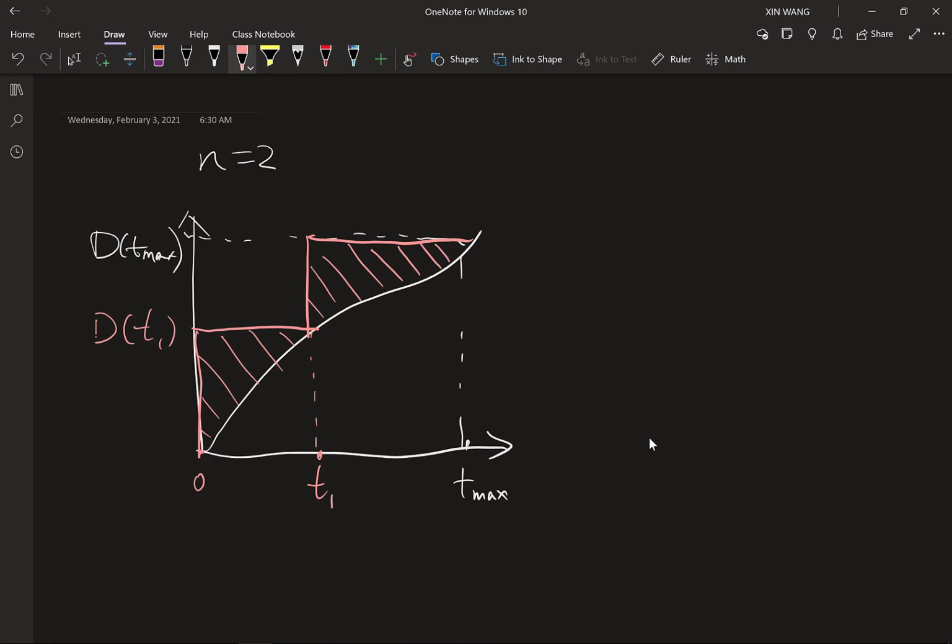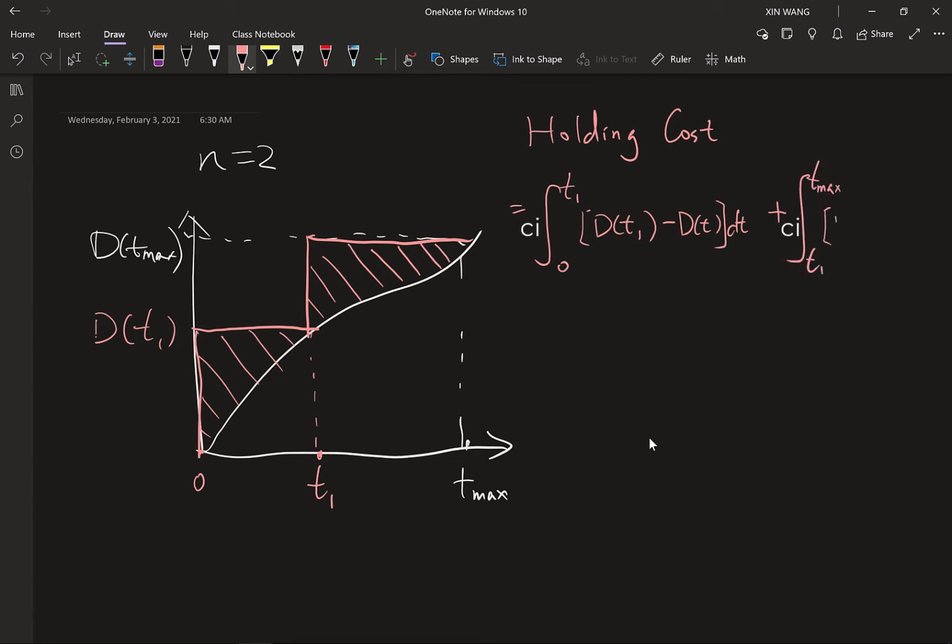Let's see what the holding cost is. This will be two integrals. The first integral is from 0 to t1 of dt1 minus dt. The second integral is the second triangle, from t1 to Tmax, of dTmax minus dt. Notice that this is a function of t1, so we need to find the optimum decision for t1.